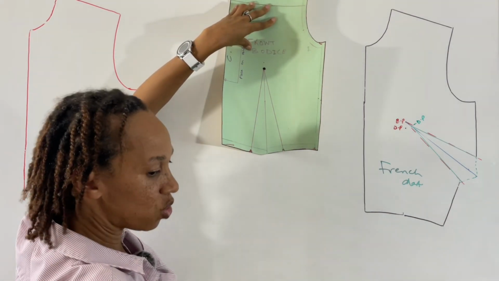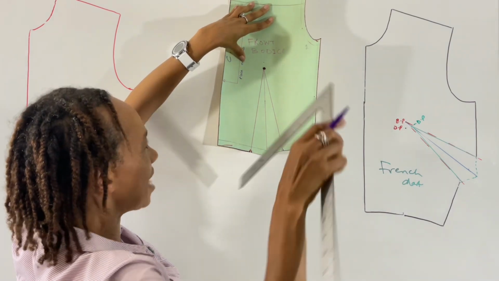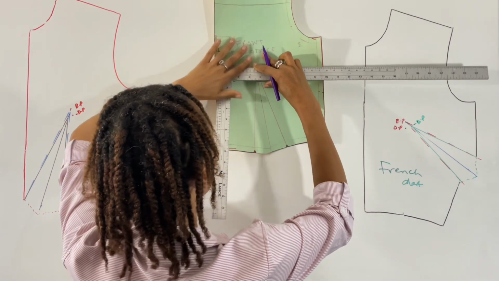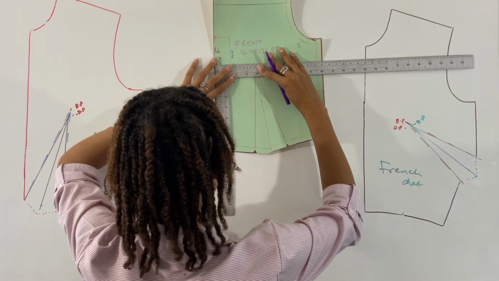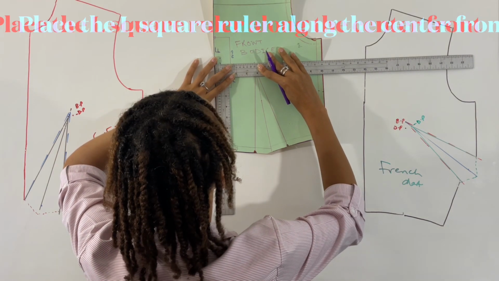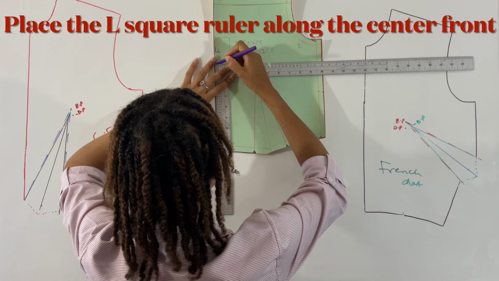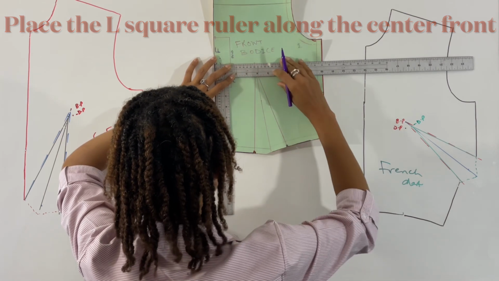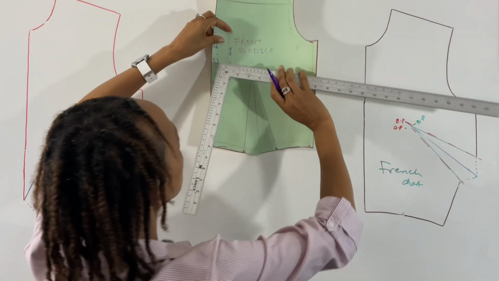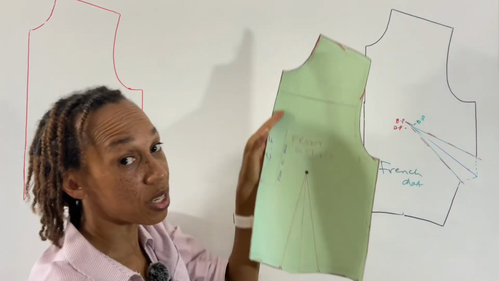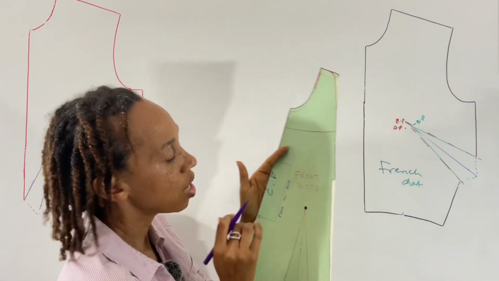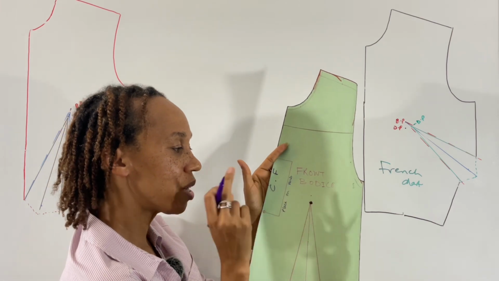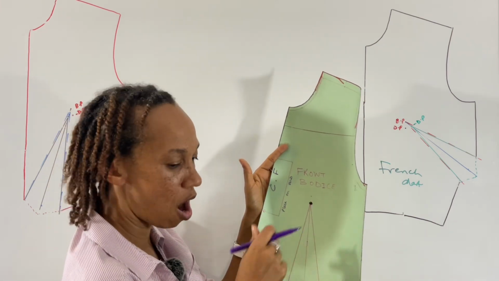Next, you need to create a line that is perpendicular to the center front from there. So place your L square right there, and put a mark there. All right, perpendicular to the center front, because you need it to be at your bust point, not at your dart point. So the bust point is 5/8 of an inch above the dart point.